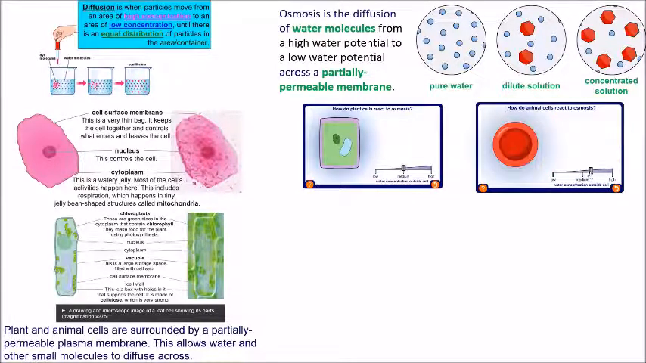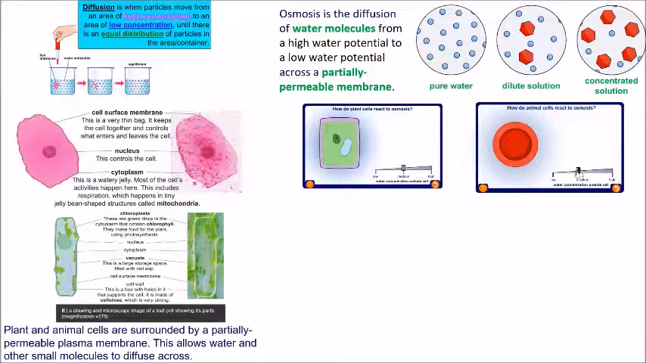The water would enter my cell and it would start to swell up. Okay, so you can see that my red blood cell is starting to swell up. Now, because an animal cell only has a cell membrane, eventually what will happen is the red blood cell will burst. Okay, so the cell membrane isn't strong enough and the cell will burst.